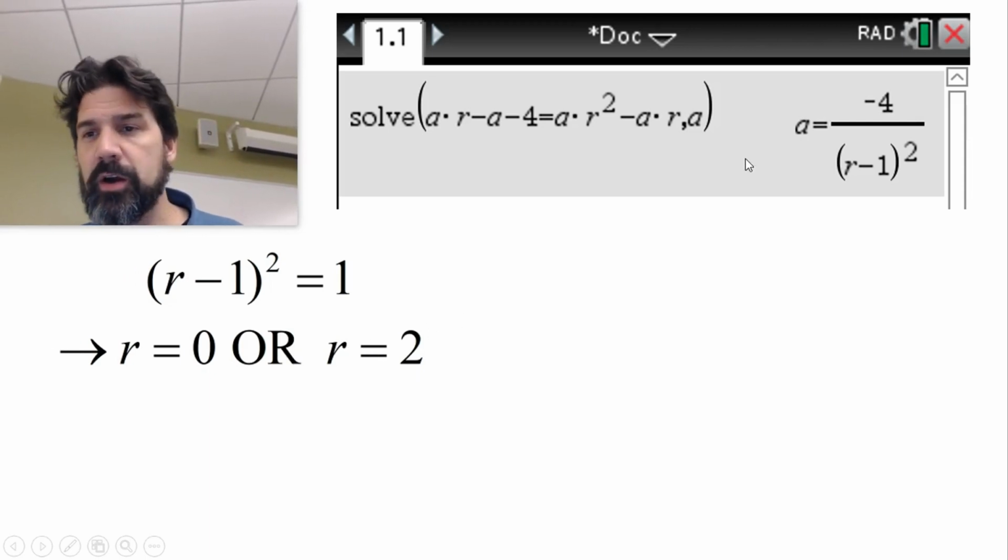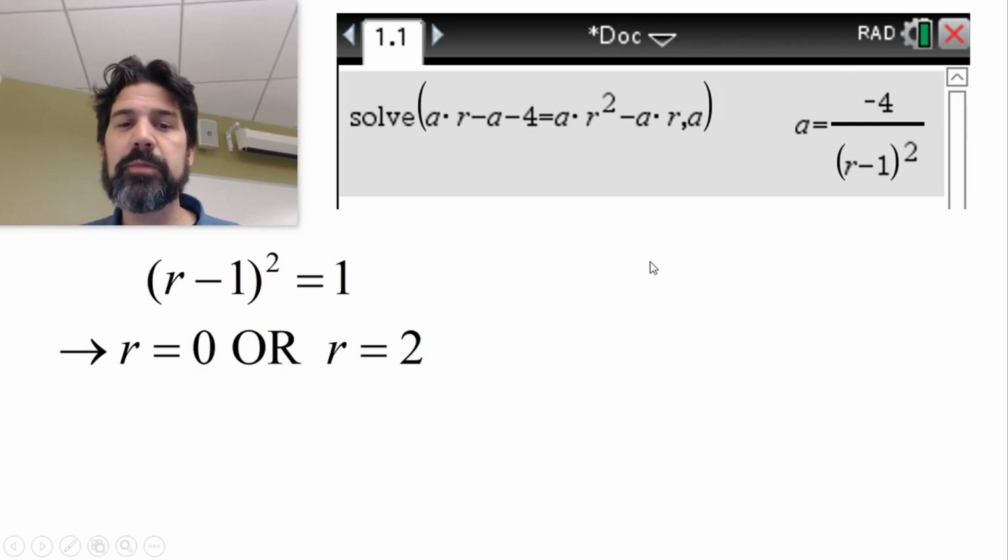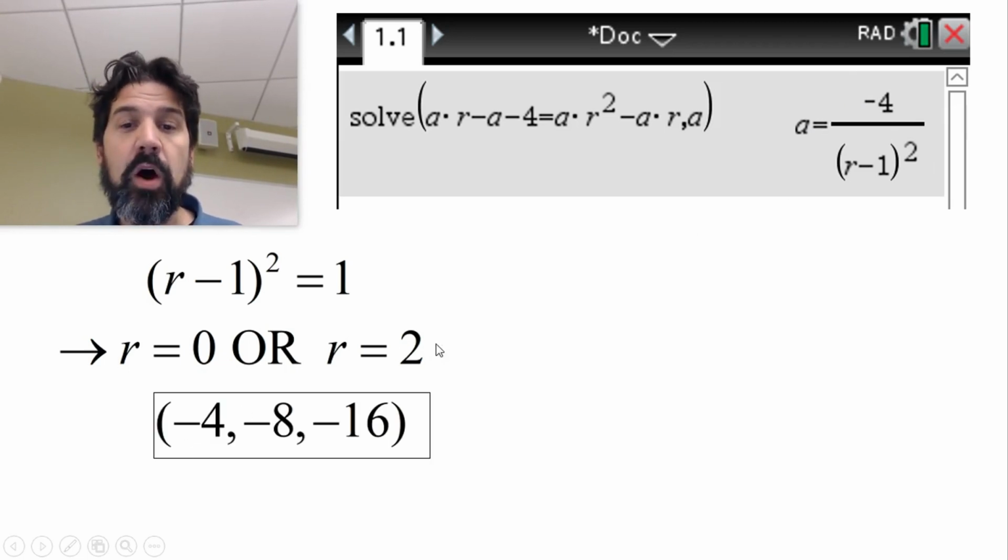So let's plug r equals 2 in there. 2 minus 1 is 1. -4 over 1 is -4. So a would be -4. My r is my multiplier, I'm just doubling every time. So you take -4, double it. There's one of my solutions.